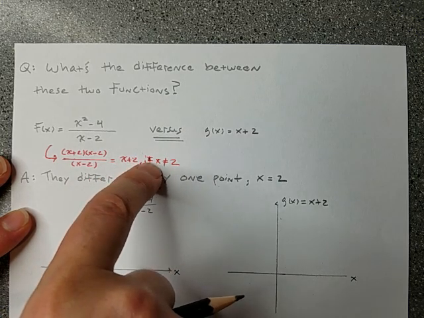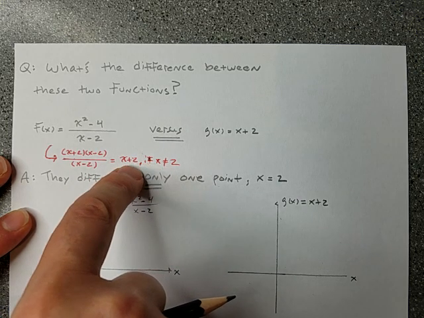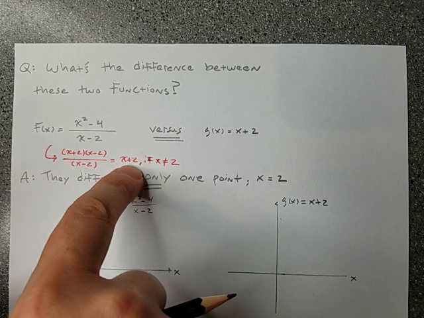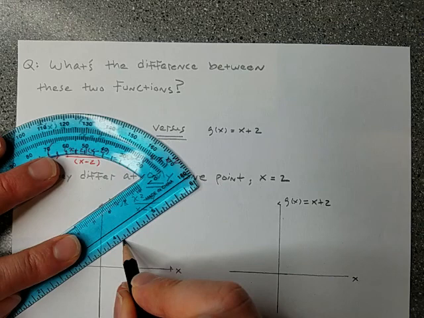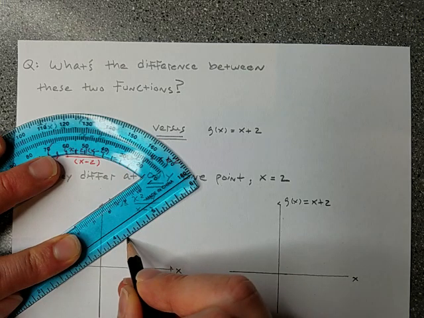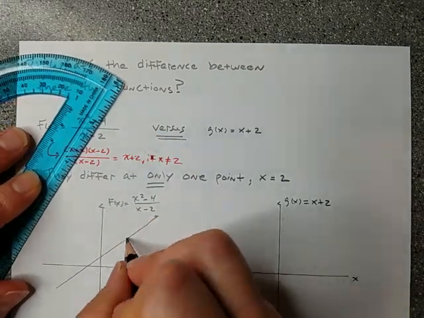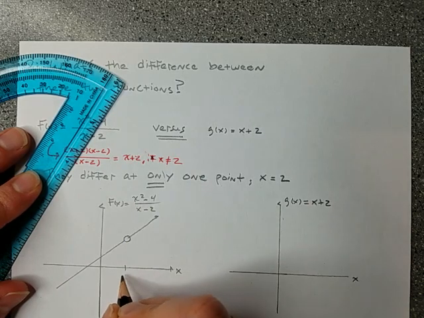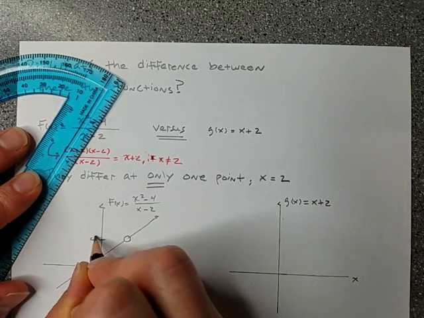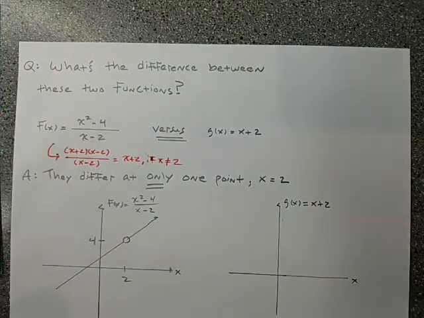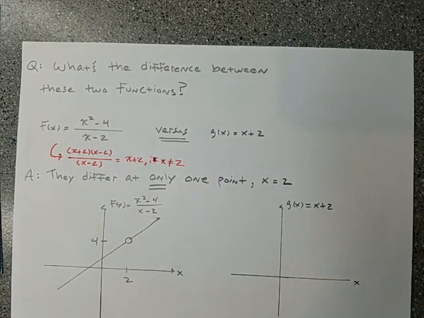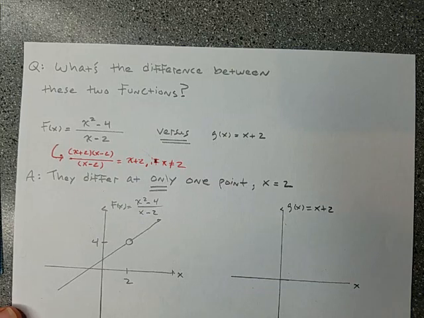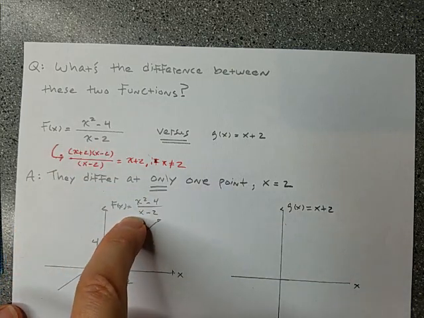What point am I leaving off? What if you put 2 into that? You get 4. Well, you have to leave that off. So it's going to look like this. It's going to have a hole in it right there: 2 for x, 4 for y. I know my scale is not right, but I'm just trying to get you to see the picture. So that's what this one looks like.